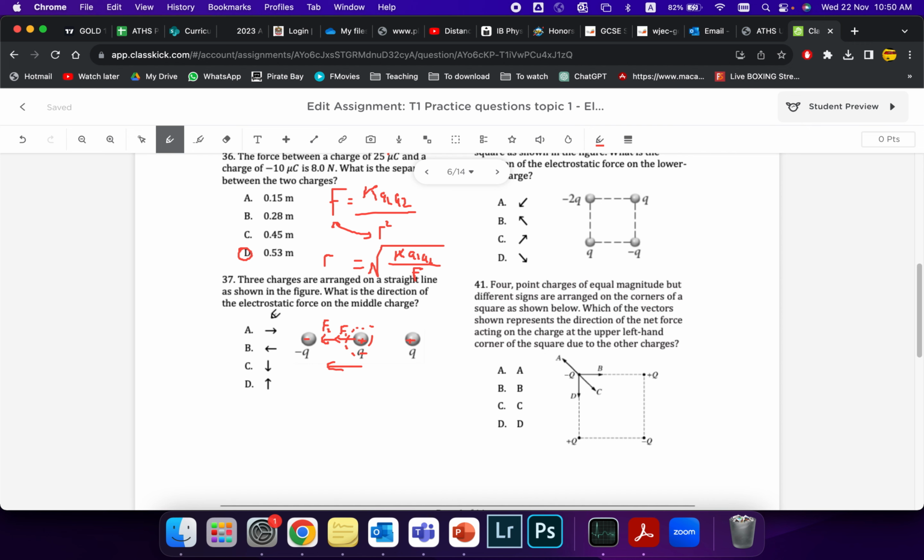So, in this case, of course, the answer must be B. If the question asked you for another one, you just apply the same idea.